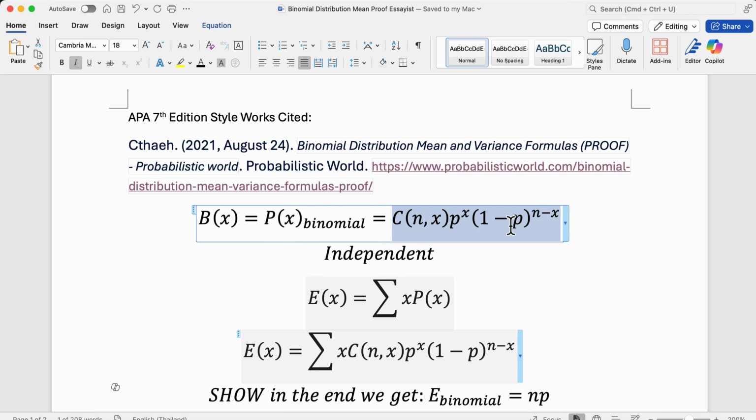This here is the PDF for the binomial distribution. I might go over the basics, how you get this from the binomial theorem, later on in a different video. But all we need to know is that it's independent and that the expectation value formula is x times p of x, all summed up together.